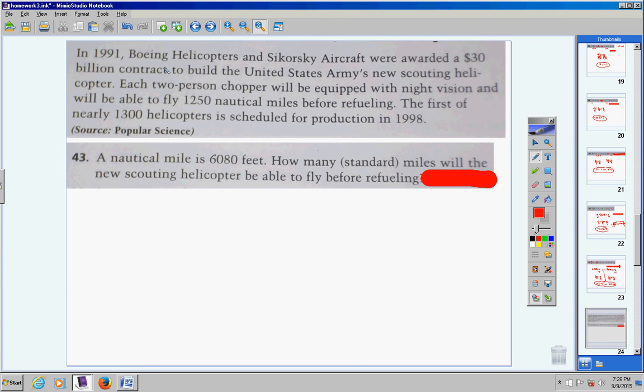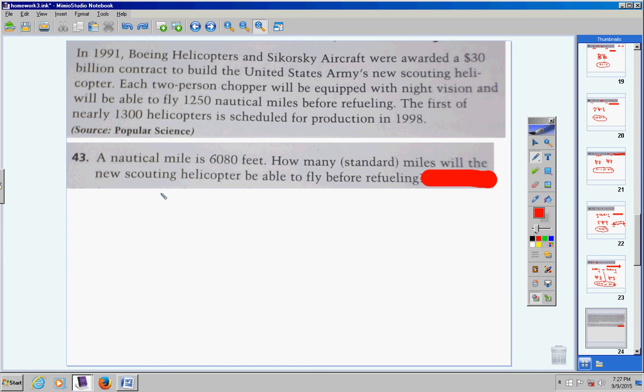Numbers 43 and 44 both go to this information right here, okay? So here we go. In 1991, Boeing helicopters and Sikorsky aircraft were awarded a $30 billion contract to build the United States Army's new scouting helicopter. Each chopper will be equipped with night vision and will be able to fly 1,250 nautical miles before refueling. That's a lot. And they're going to make about 1,300 of these.